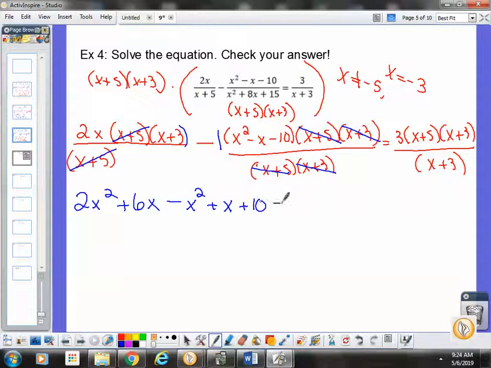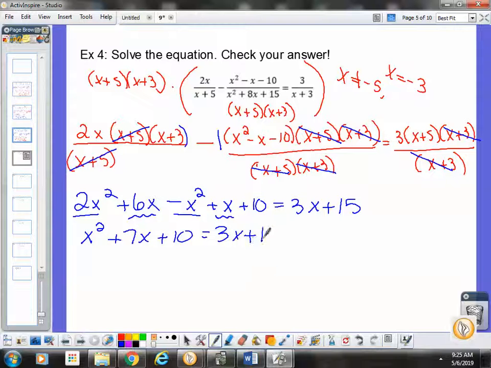On the other side of the equal sign, the x plus 3s are going to cancel out. So I can distribute this 3. 3x plus 15. Okay, now we've got a quadratic equation to solve. x squared minus x squared is x squared. 6x plus x is 7x. Plus 10 equals 3x plus 15.